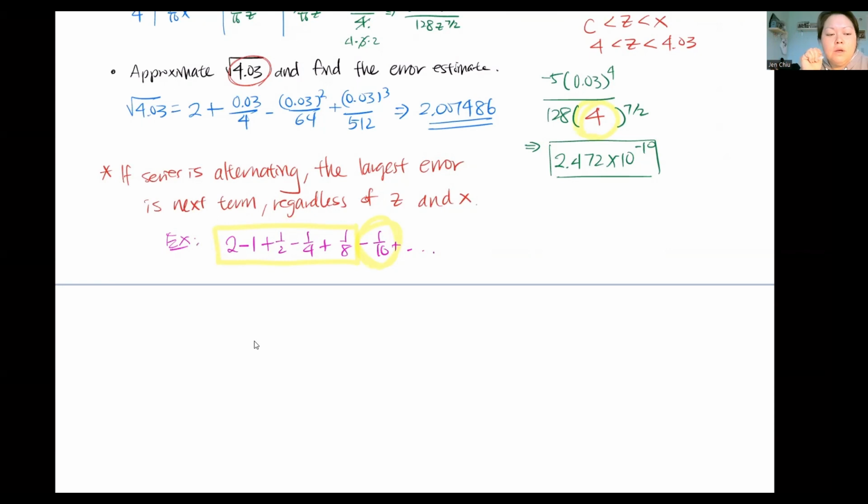If you're curious about why this is true, look at the notes for 10.5. At the very end, we talked about the error analysis and how good of an approximation we have when we have alternating series. Okay, all right, that's it, guys.